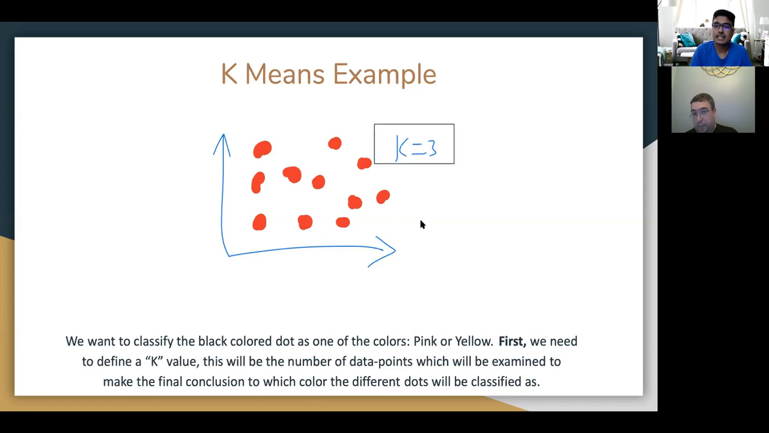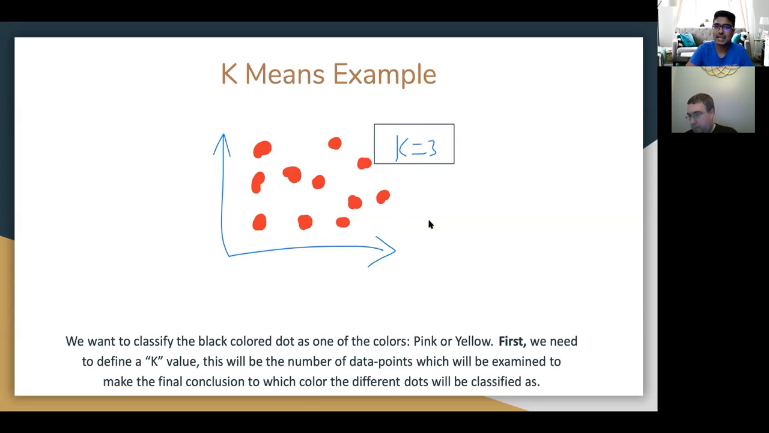Now, first, like the k-nearest neighbor algorithm, we have to determine a k value, that being the number of data points which we will examine to make a final conclusion to determine what color each data point is going to be classified as. In this case, we're going to go with a k value of 3. Remember, it is usually better to choose a k value which is odd, because if we have an even k value, it can get a bit tricky deciding which color we want to classify our data points as.